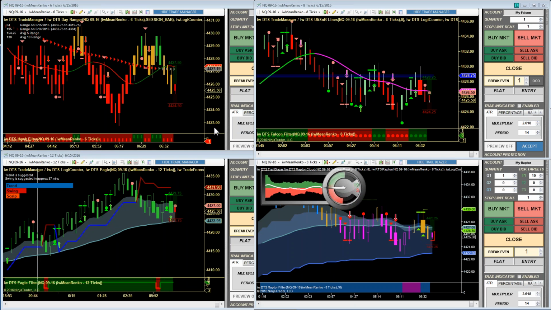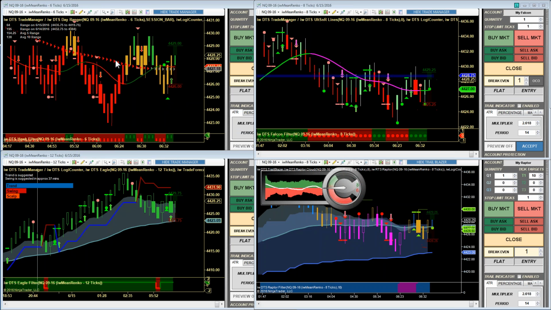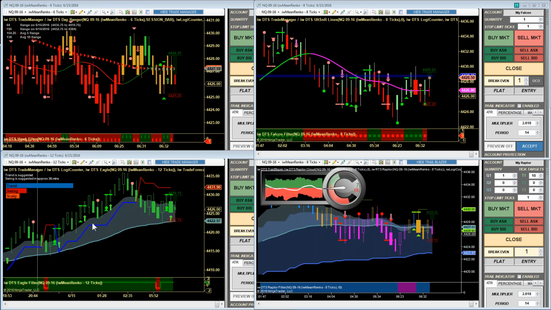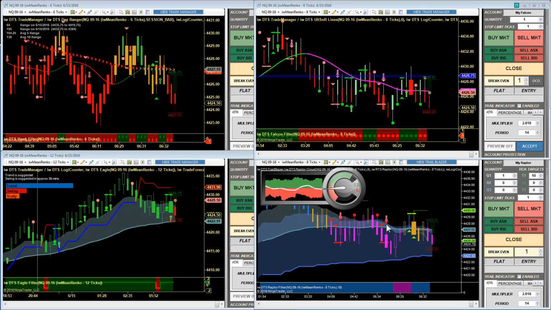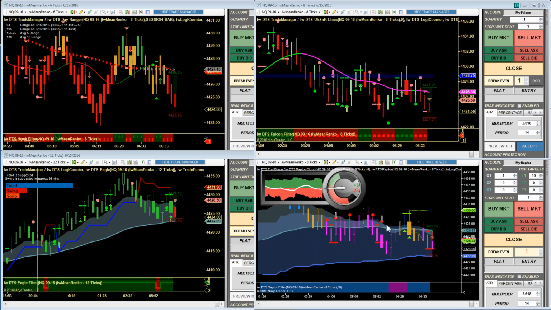So, like my grandfather used to say, if the only tool you happen to have is a hammer, then every problem looks like a nail. So here you have three different hammers for three different nails. Top left is the Hawk Micro Scalper. Top right is the Falcon Swing Trader. Bottom left is the Eagle Trend Trader. And the bottom right is the latest addition to the DTS family. It's the Raptor. The Raptor is a combination.